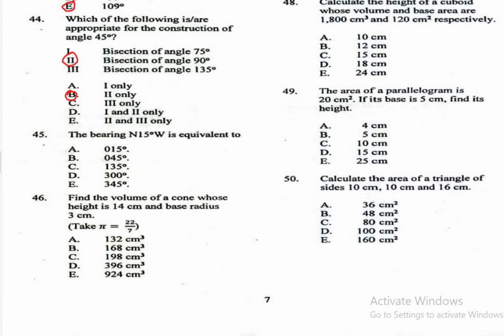Question 45 says, the bearing north 15 degrees west is equivalent to A, 15 degrees, B, 45 degrees, C, 135 degrees, D, 300 degrees, E, 345 degrees.